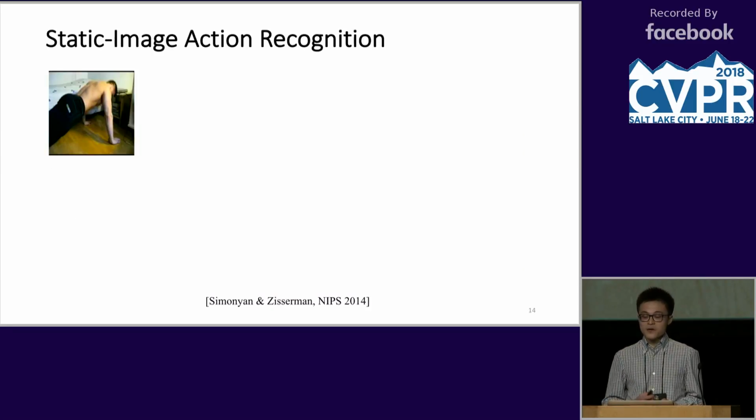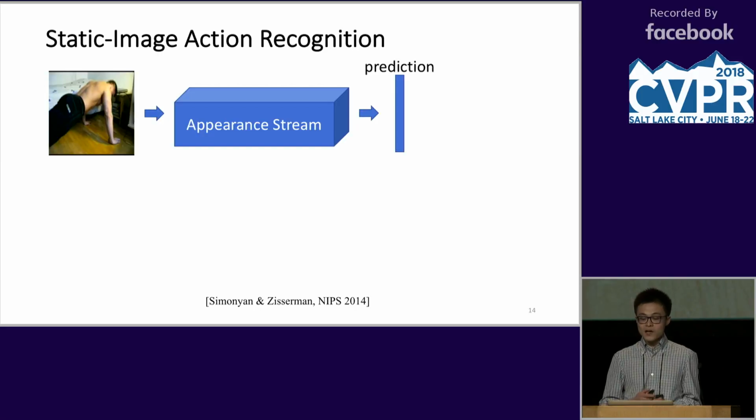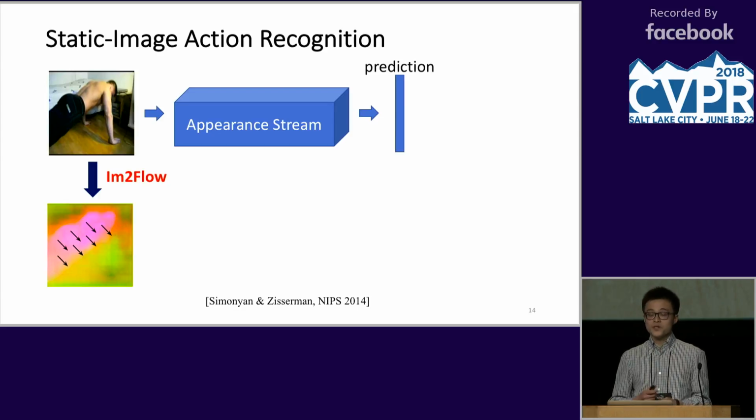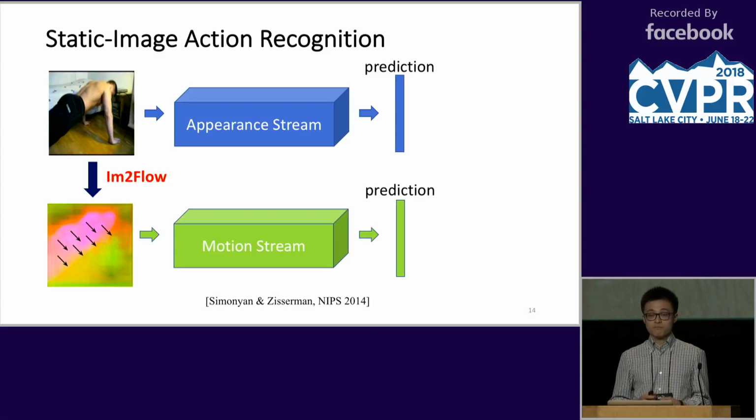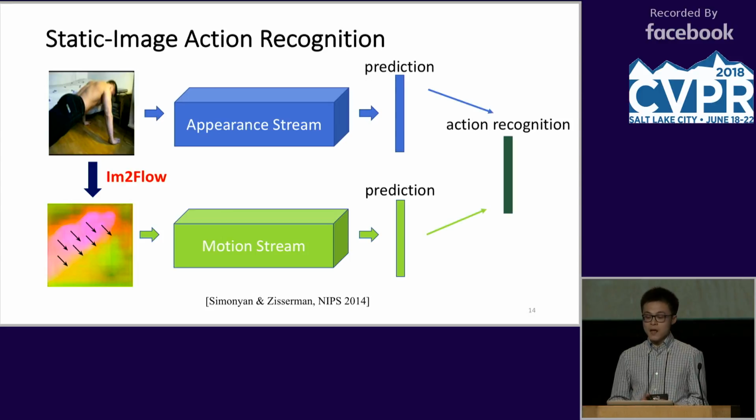So we've just seen the results on flow prediction. Now let's see the impact of inferred flow on action recognition in static images. To perform static image action recognition, we train an appearance stream based on the original static images and perform prediction based on appearance. And then we use our ImToFlow network to predict the corresponding flow images for each static image. And we train a motion stream and make predictions based on inferred motion. Finally, we perform action recognition by combining the predictions from both the appearance stream and the inferred motion stream.